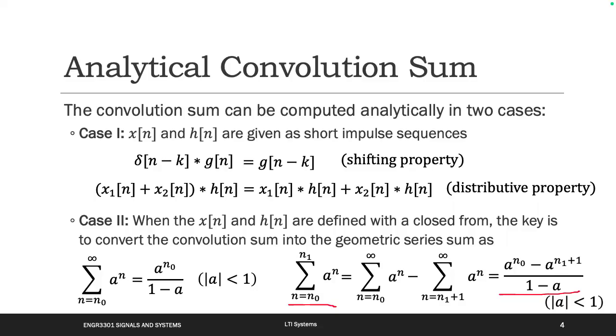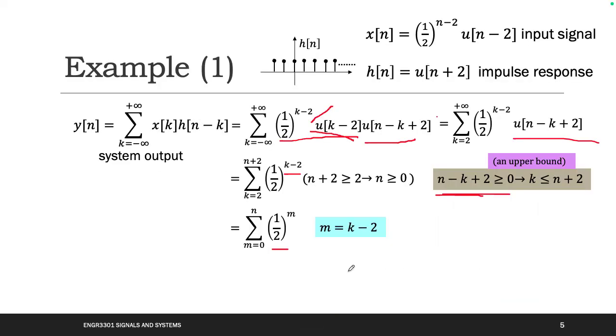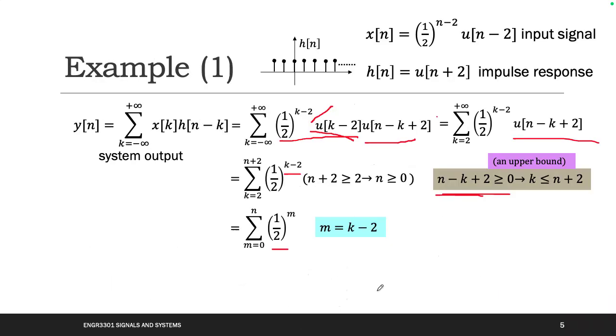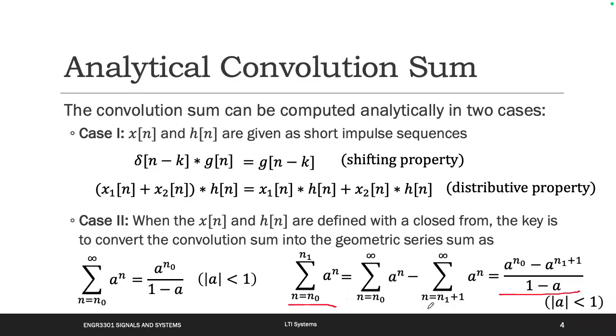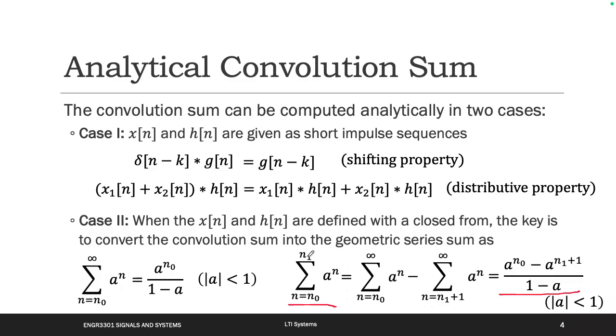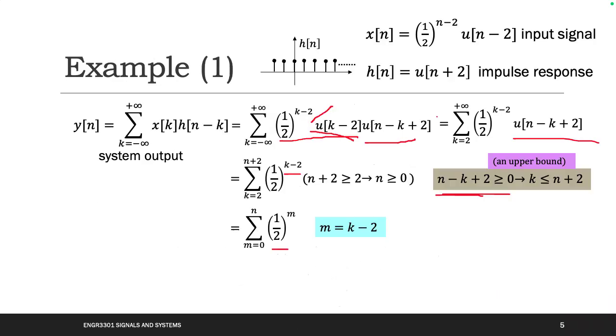What is a here? You want to use this equation. What is a here? Half. Am I right? What is n1? What is n now? N now is 0. Am I right? What is n1? N1 is n. Yeah, that's right.